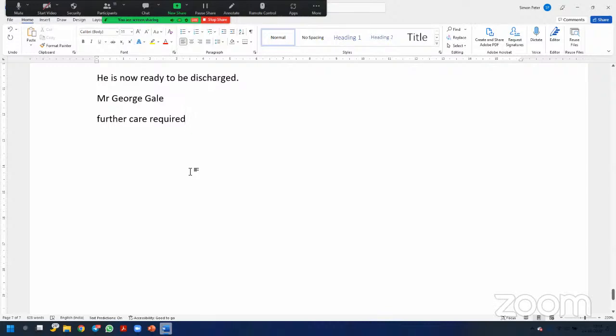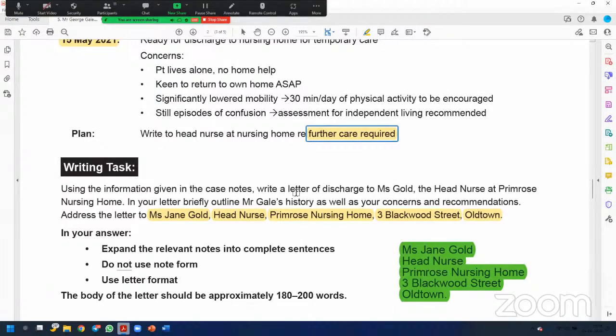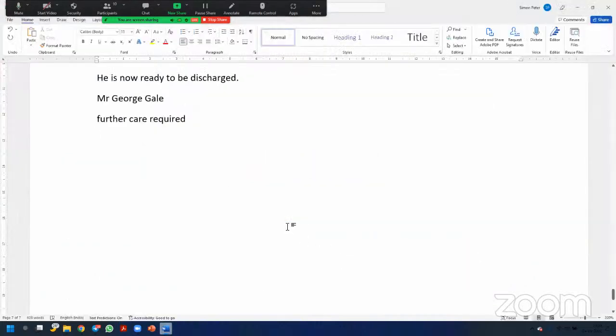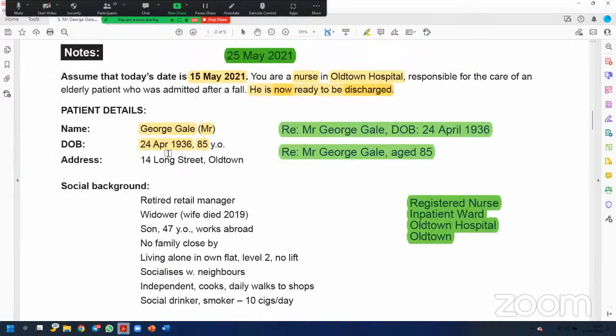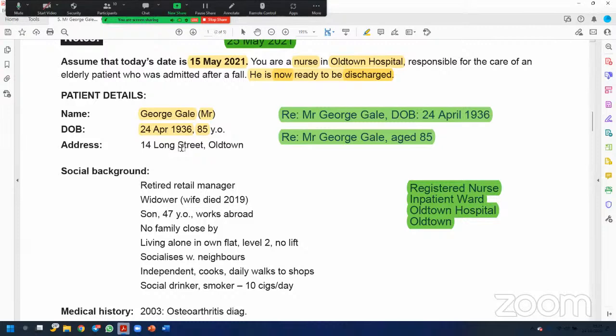Next. What else? I'm showing you how to take the information from where. Further care required. Where? At your facility. At the nursing home. See how I'm taking information for the introduction. Is now ready to be discharged. Mr. George Gale is the name of the patient. Further care required, that is the purpose, at your facility or at the nursing home. So where is he actually coming from? 14 Long Street, Old Town. That is his address.